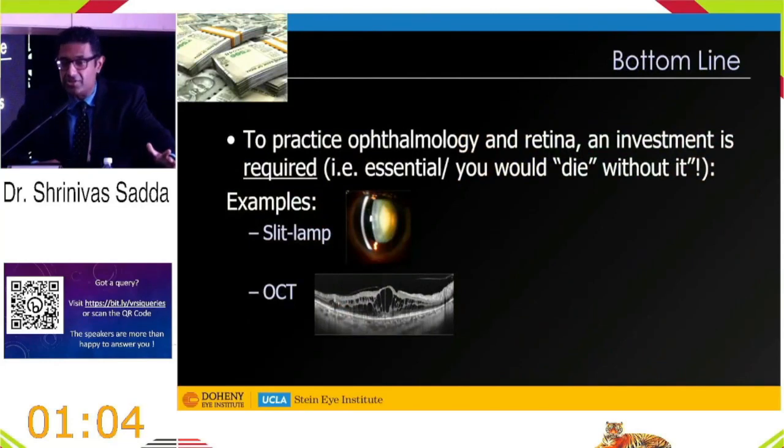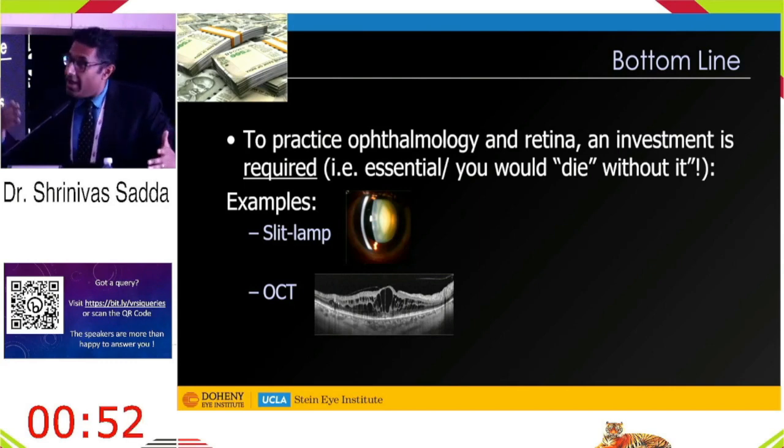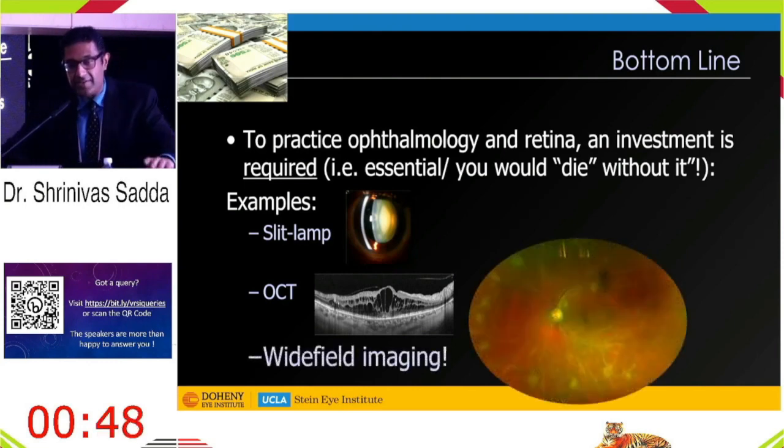But the bottom line is really this, right? Of course, I'm sure my opponent will argue about the expense of these technologies. But the reality is, if you're going to practice ophthalmology in retina, an investment is required. It's essential. You have to have a slit lamp. You have to have an OCT. And I think the evidence is very clear. You have to have wide field imaging.